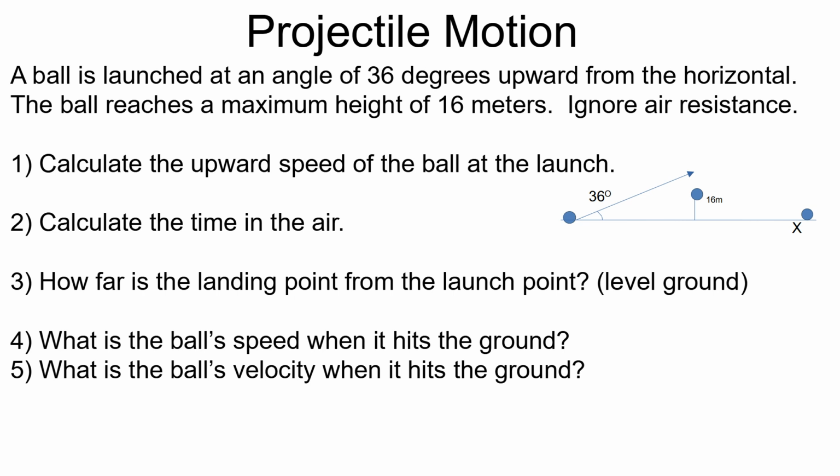What's the upward speed, the vertical speed, of the ball when it's launched? How long is the ball in the air? How far is the landing point from the launch point? So this will be asking us to produce a value for x. And then, what's the ball's speed when it hits the ground? What's the ball's velocity when it hits the ground? So there are a number of things to work out here in a projectile motion problem.